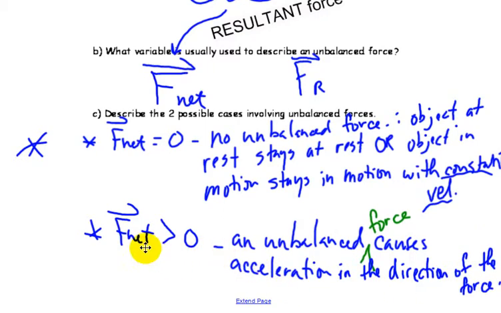Or we could have a scenario in which the net force is bigger than 0. That means there is an overall or resultant force on the object, so that object will be accelerating. Force leads to acceleration.